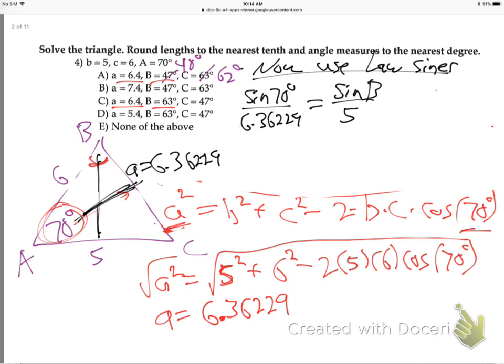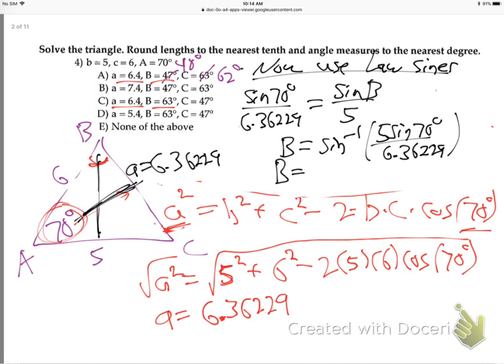And then you do your work here, and you'll find when you do the work, B is going to be inverse sine, can I just jump to it, of 5 times sine 70 over 6.36229. And you'll find that B actually rounds to 48 degrees. That's why I'm saying they messed up in their rounding. It's answer A with 48 degrees and 62. Chinoo: Actually, I got 47.2. Yeah, I did it several times. You do 6.4, it'll come out to like 47.2. Oh, I see. So they just rounded right away.